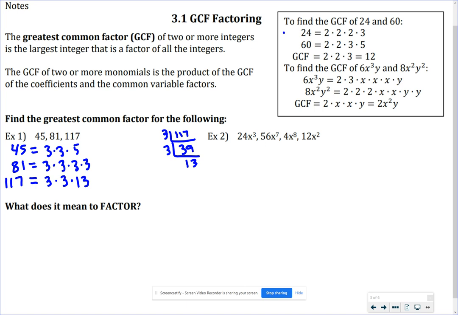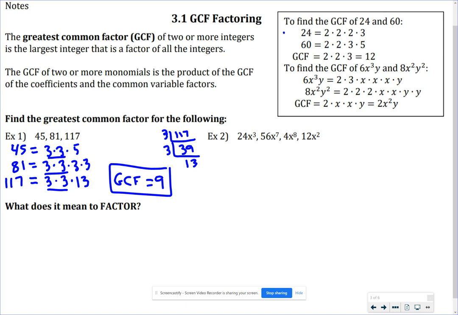There it is. Now look and see what they have in common. We have a 3 times a 3. So the GCF, look what they have in common. 3 times 3, or 9. So our GCF is 9.